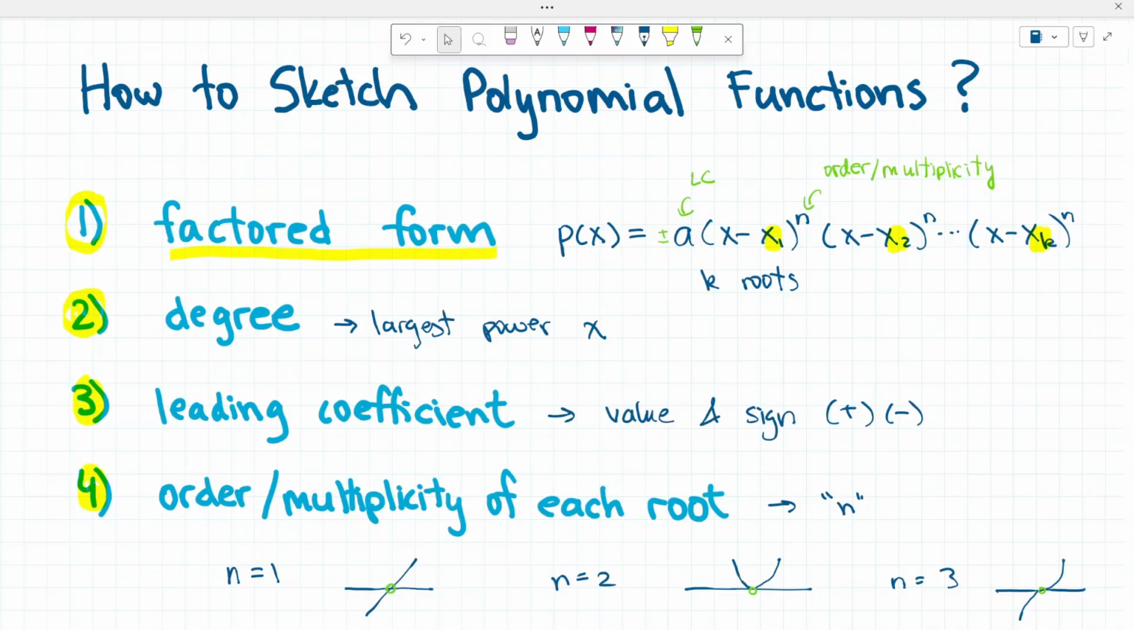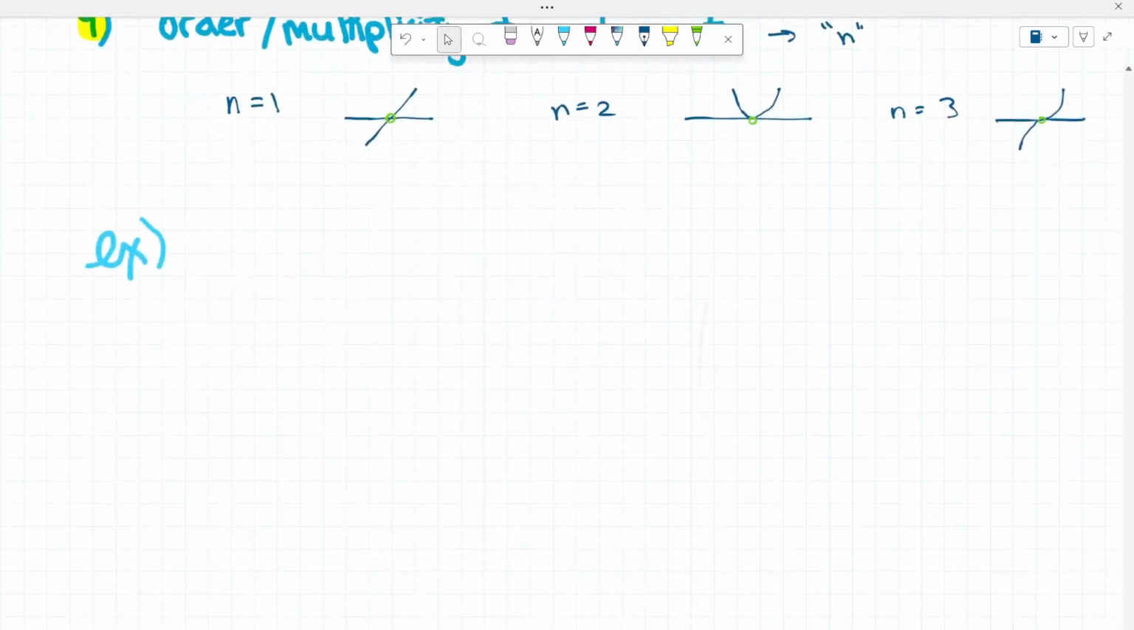If you want to learn that, then watch my optimization and curve sketching videos, because that usually would require a little bit of calculus information. So this is a way how to get a general sketch without using any fancy calculus techniques, just so you know. Okay, here's our first example.